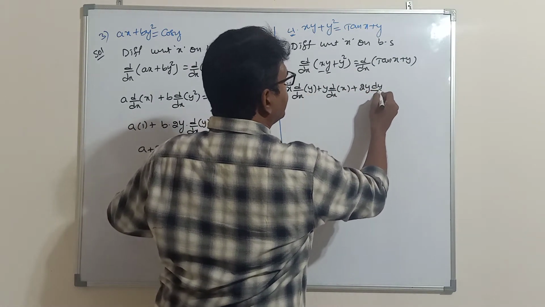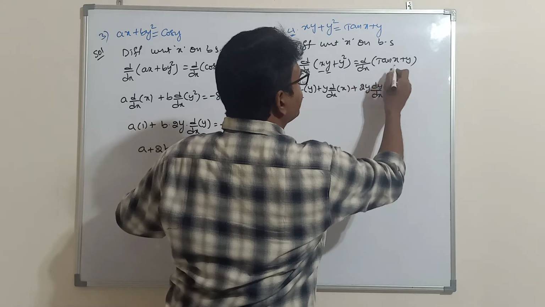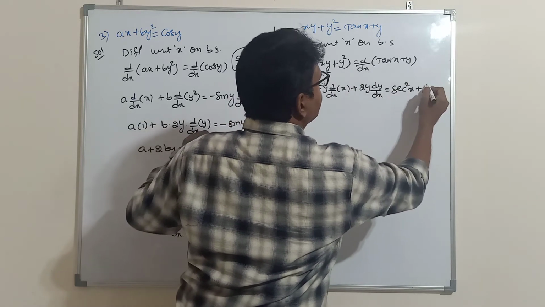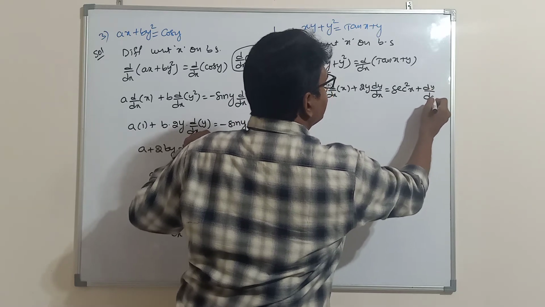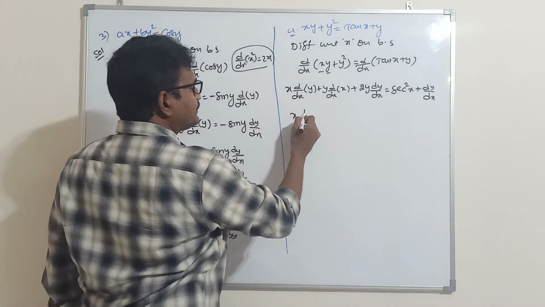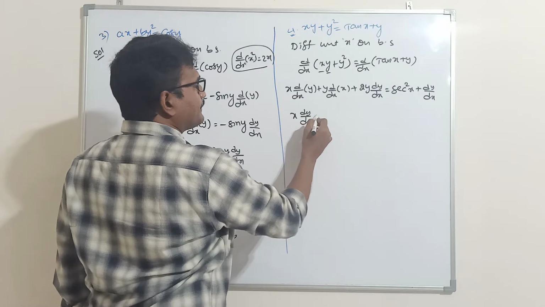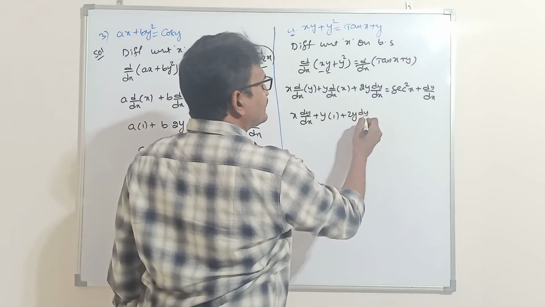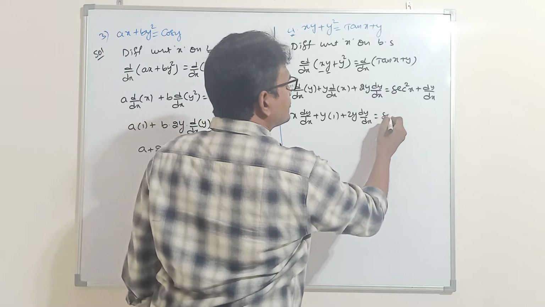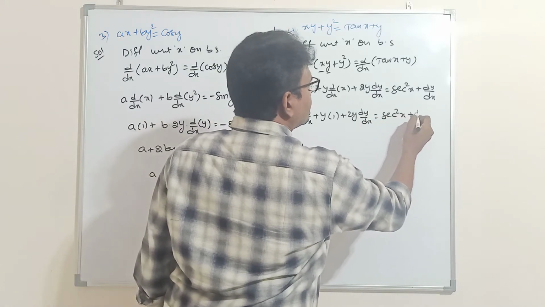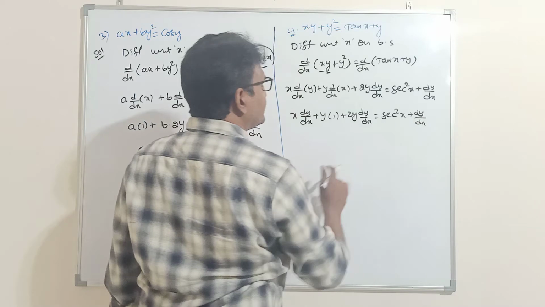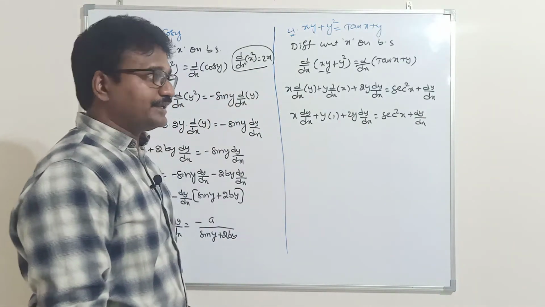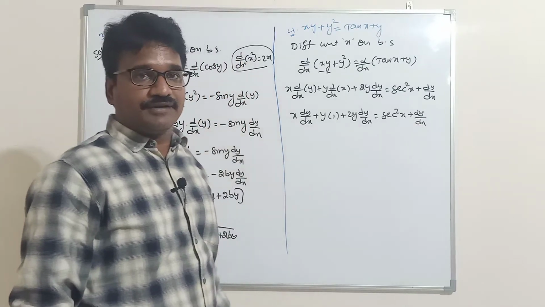dy by dx is equal to derivative of tan x is secant square x plus derivative of y is dy by dx. So x into dy by dx plus y into 1 plus 2y into dy by dx is equal to secant square x plus dy by dx. If you observe the left hand side, here dy by dx is there, here also dy by dx is there. Right hand side, here we have dy by dx.